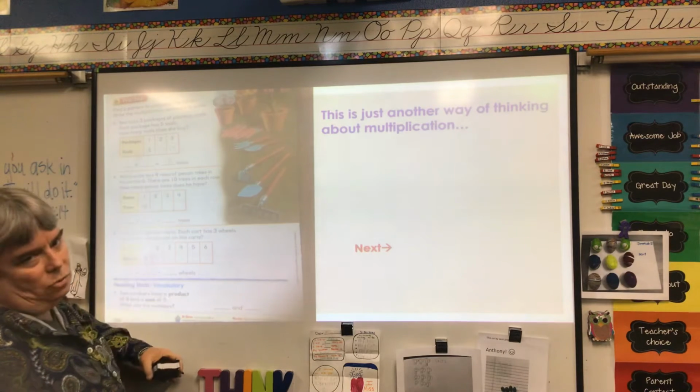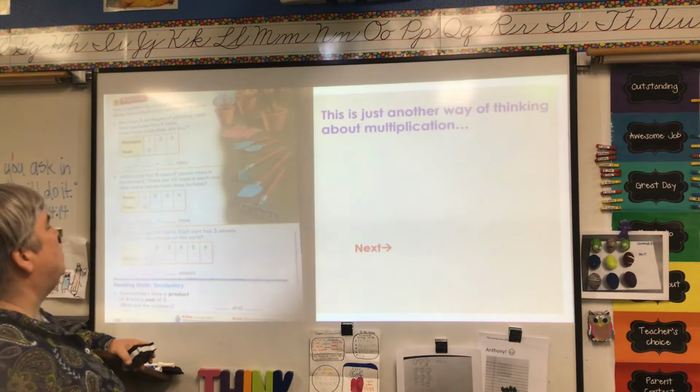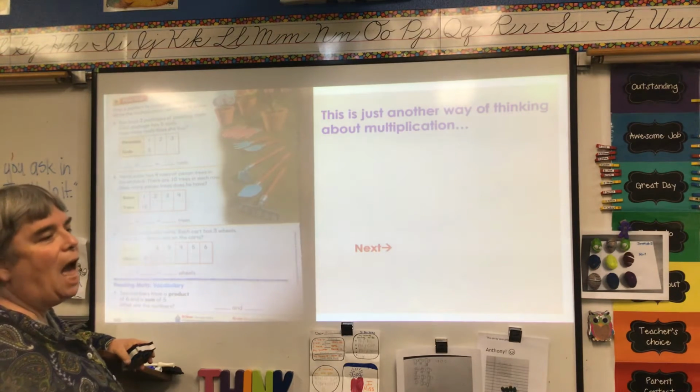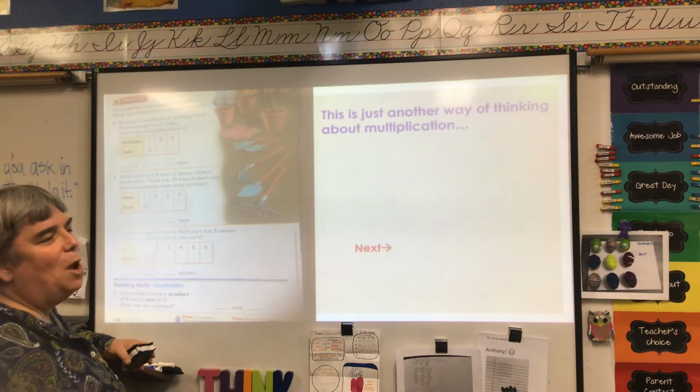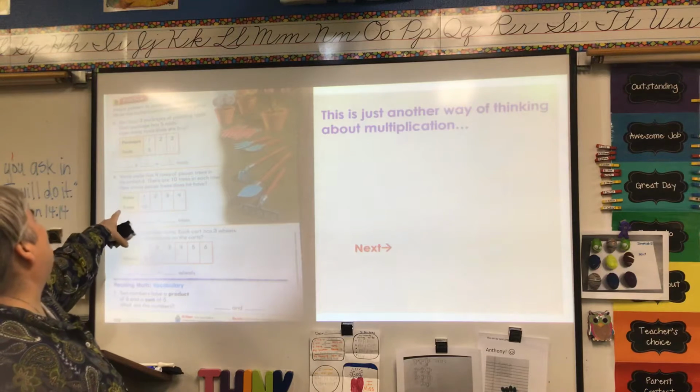Okay, next one. Yanni's uncle has 4 rows of pecan trees. Is it pecan or pecan? It's sort of like tomato, tomato. Pecan pie. That's one of my favorites. Okay, sorry.